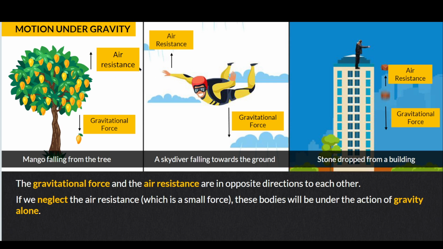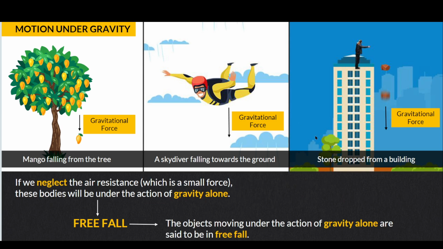Because the air resistance is in the upward direction, but still that force is not able to take the mango in the upward direction. Why? Because it is smaller than the gravitational force. So if we neglect air resistance, because it is a very small force, we can neglect it. So these bodies will be under the action of gravity alone.